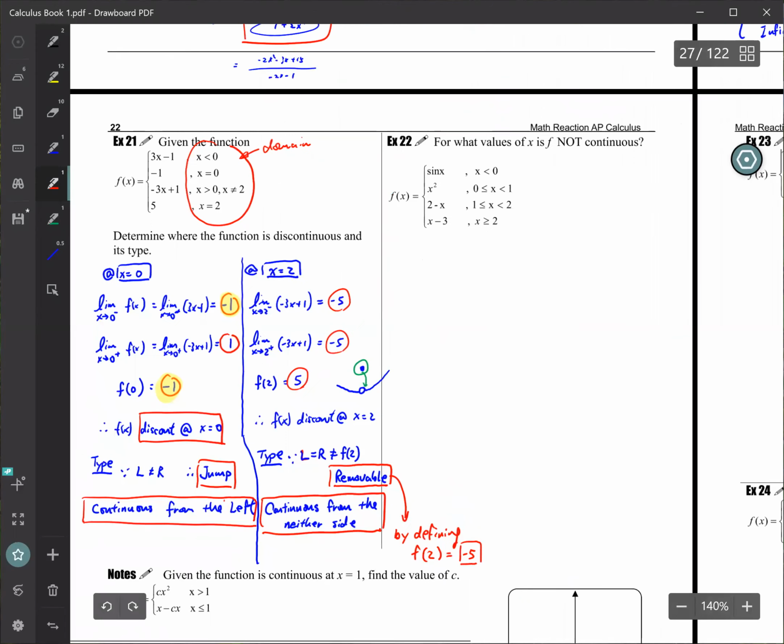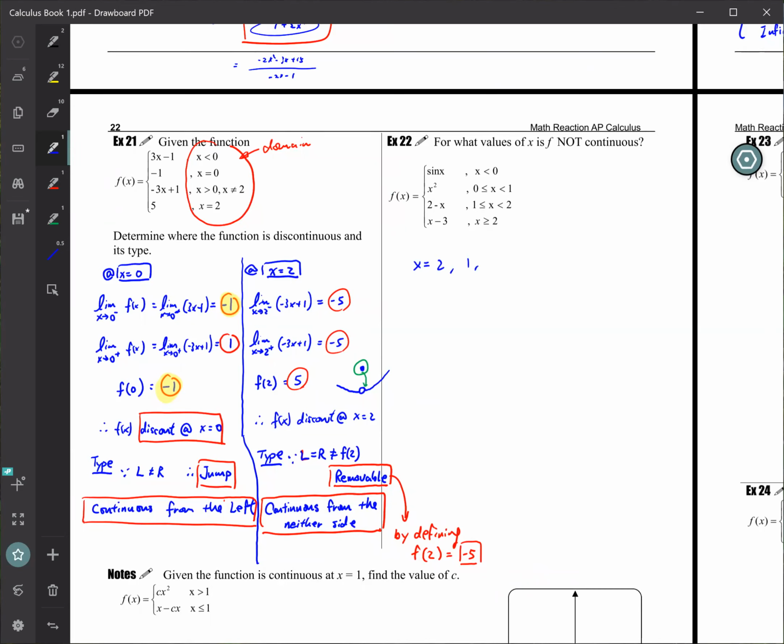For question 22, just a little bit. Can you tell me which points we need to check for number 22? What are the possible places? Lex? Jesse? X equals 2 and x equals 1. Yeah. Any more?